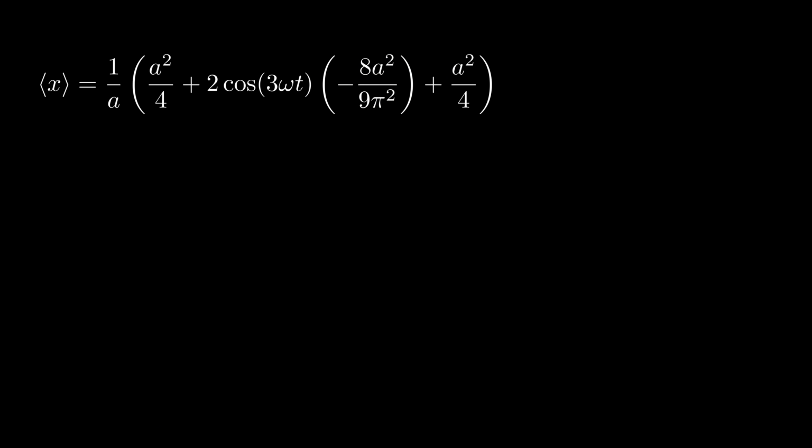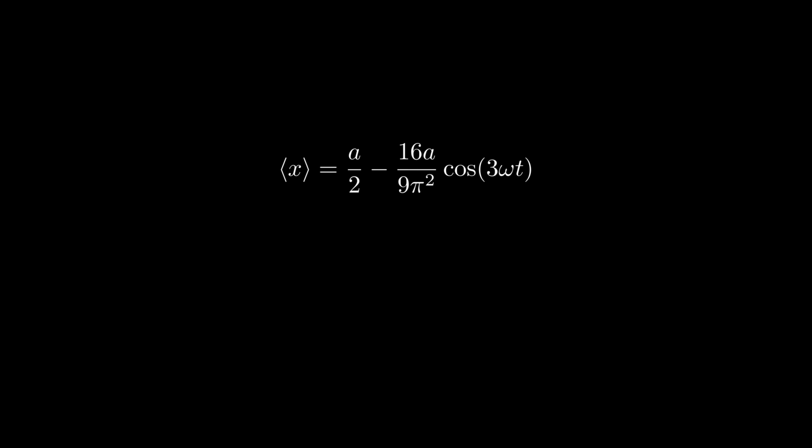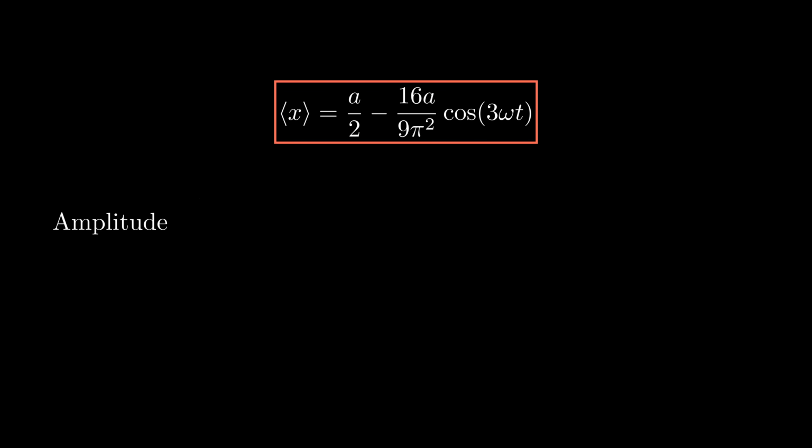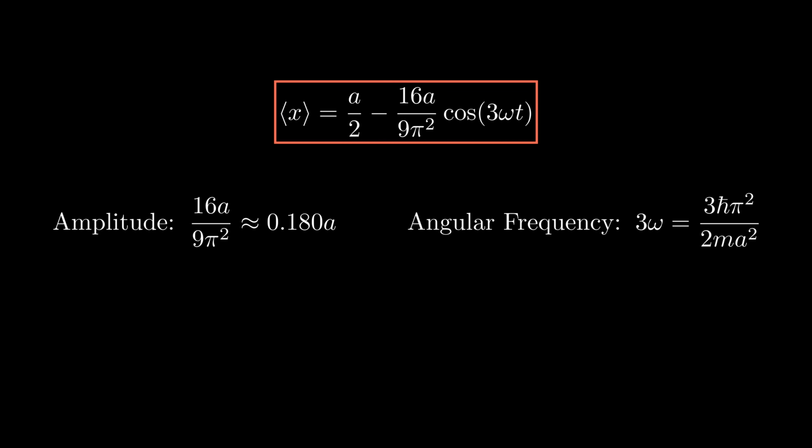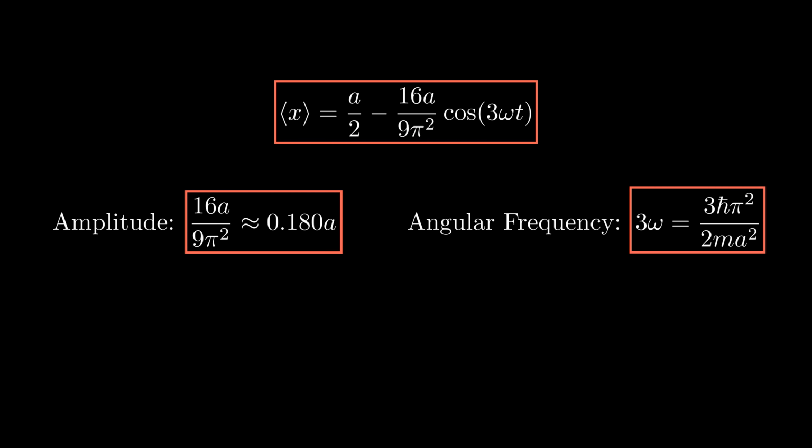Now, after evaluating each integral, we combine the results to express the expectation value of position as follows. We can see that the expectation value of x oscillates over time, exhibiting a specific amplitude and angular frequency. We know that the position of the particle in an infinite square well is always confined within the well, meaning the expectation value of x must lie between 0 and a, where a is the width of the well. This implies that the amplitude of the oscillation must be less than a over 2. Our result aligns with this constraint, confirming that our amplitude is valid, and thankfully, we don't go to jail.